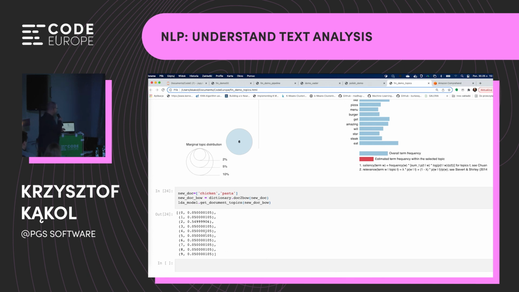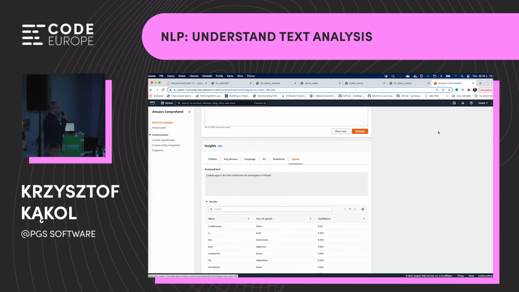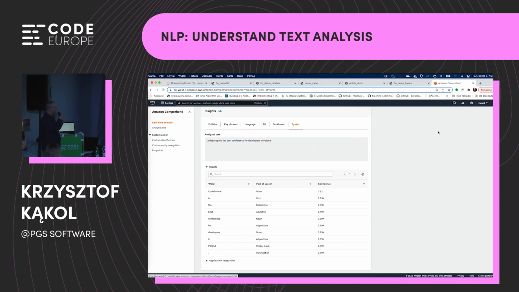And one thing at the end, I can show you how it looks in Amazon Comprehend. You can use it as an API. This is again the same sentence: Code Europe is the best conference in Poland. And you can see that it provides us with the same information.